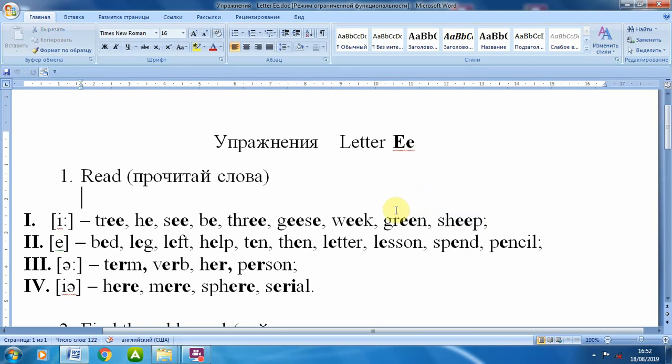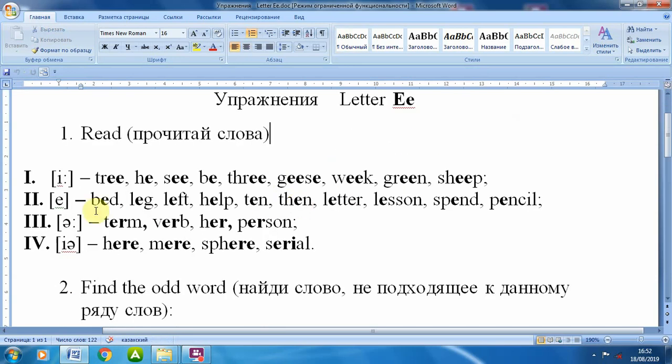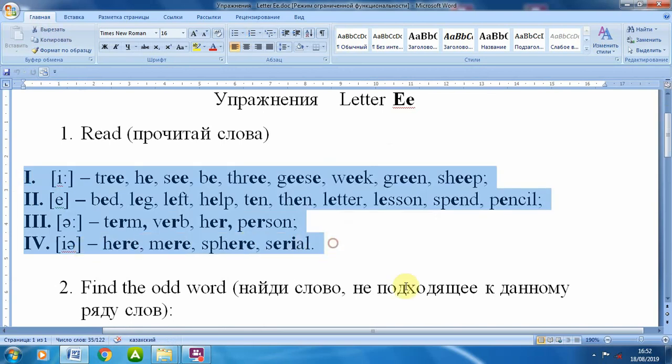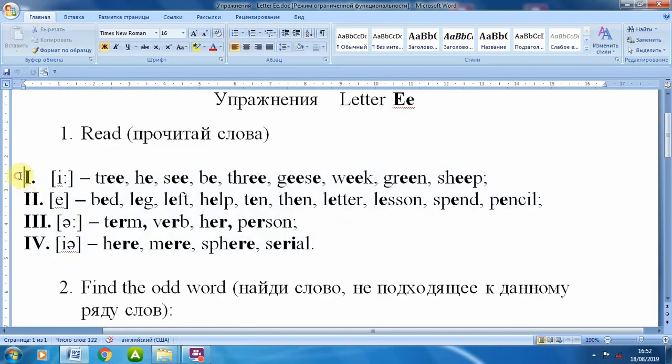So today, the second lesson, we are going to talk about vowel sounds, the letter E, and there are four syllables. The first syllable is the open syllable, and in an open syllable the letter E is pronounced like in the alphabet, E. So let's read: tree, he, see, be, three, geese, week, green, sheep.